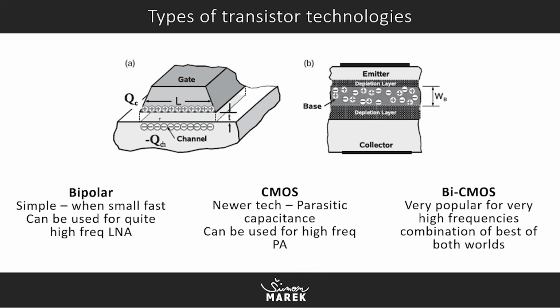And there is technology which is called bipolar CMOS technology, which is hybrid technology, and it combines both of two worlds, and it uses advantages of each technology. So this is used for very high frequencies, and it is very reliable and stable and very popular. So it can be used for even like 20 plus gigahertz, and it can carry quite high currents. So it is very nice technology.